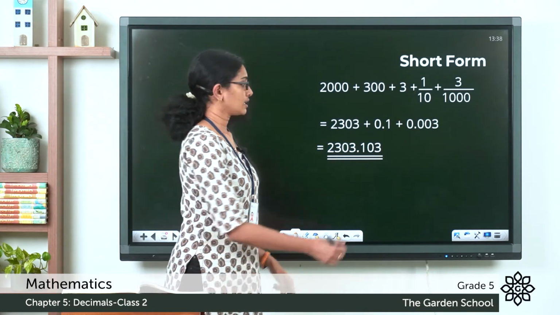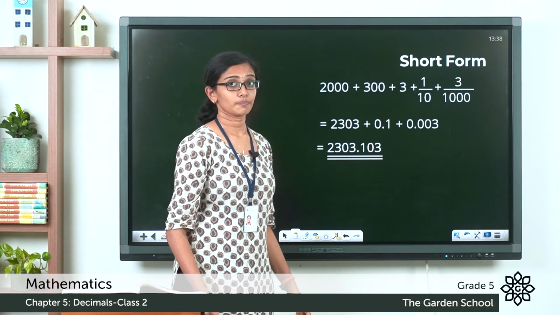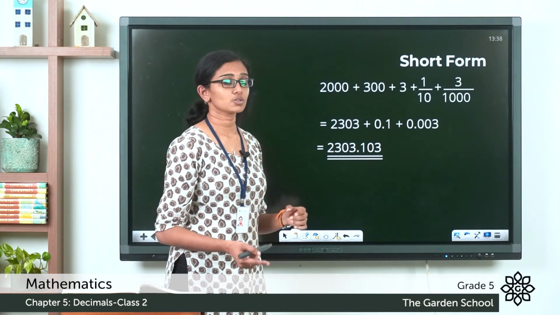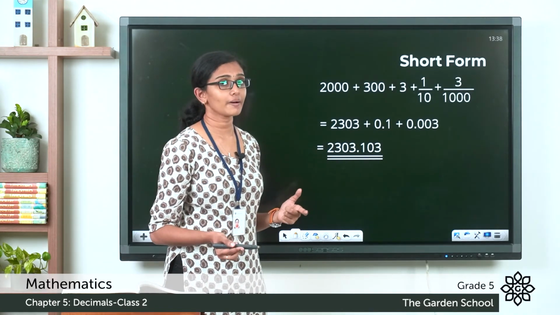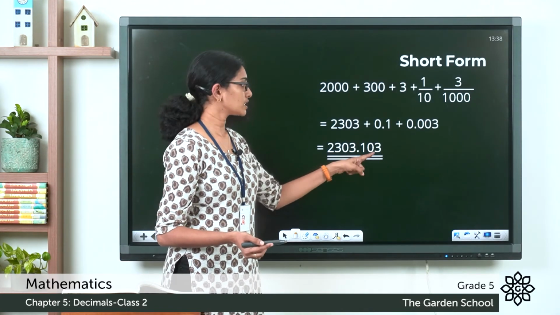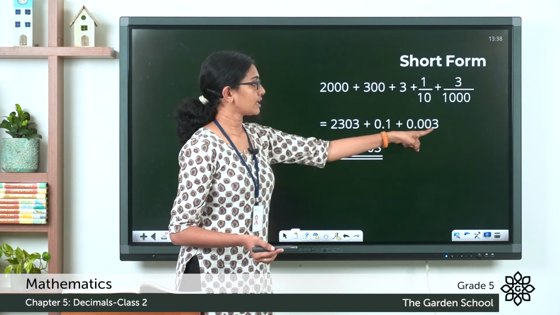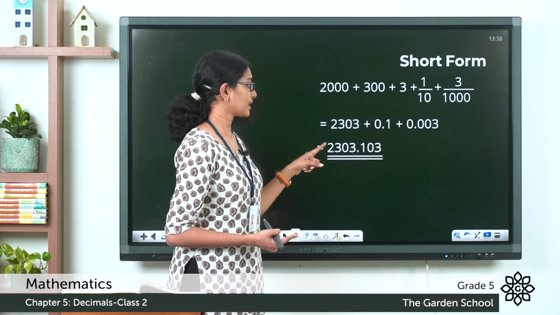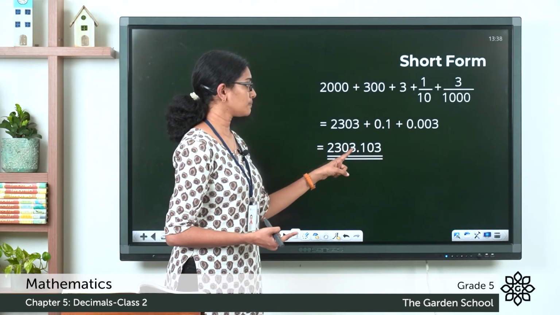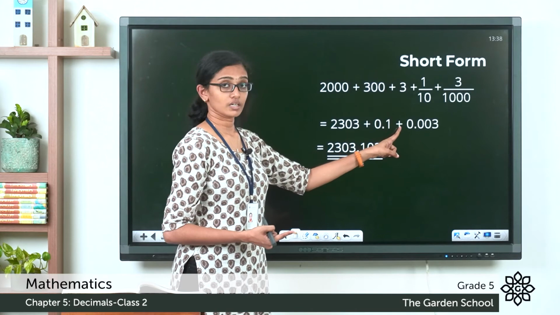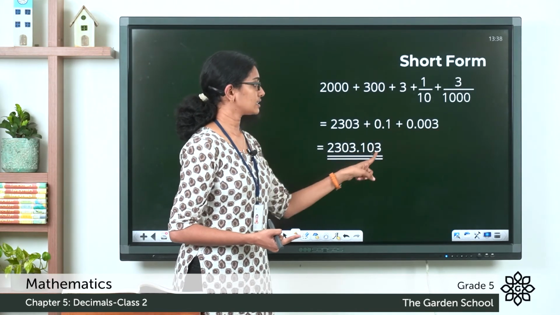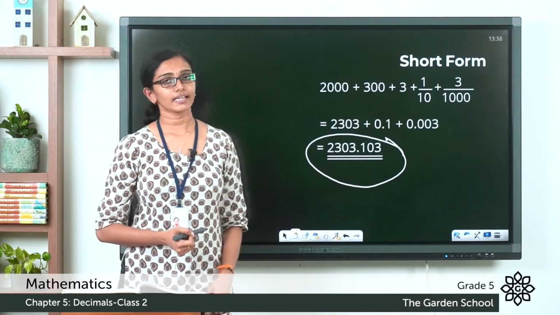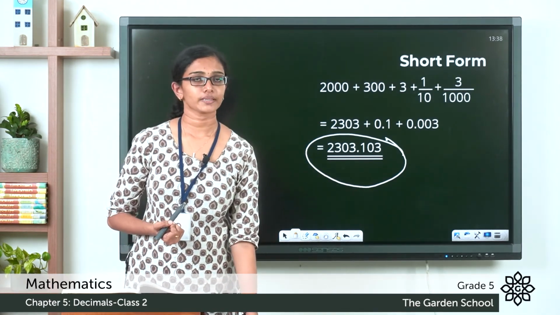So we write the sum as 2303 point. See, in the tenths place we have 1, so you write that here. And do we have a digit to represent the hundredths place, or 1 by 100? No. So we put a 0 over there. Then we have the digit in the thousandths place, which is equal to 3. So we write that as 2303.103. Clear? So this is the short form of the given expanded form. I hope you are clear with this.